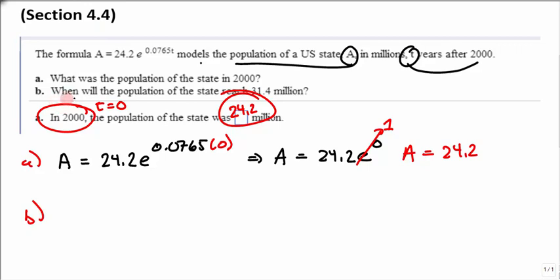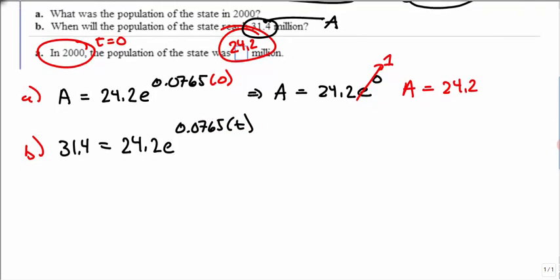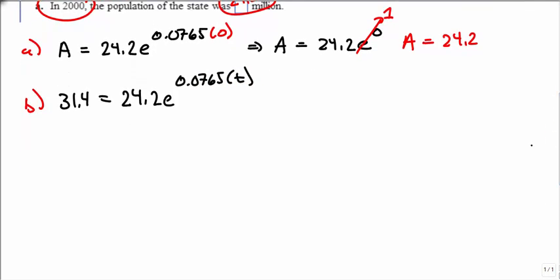Part B says, when will the population of the state reach 31.4 million? So we know A now is 31.4 million, and what we're asked to find is how many years after the year 2000 that will occur. So we need to solve for t. This looks pretty familiar to the problems we were just working on in the previous section. The first thing I want to do is isolate the exponential, the base and the exponent, by dividing through by 24.2. And I want to flip this around so I have my variables on the left.